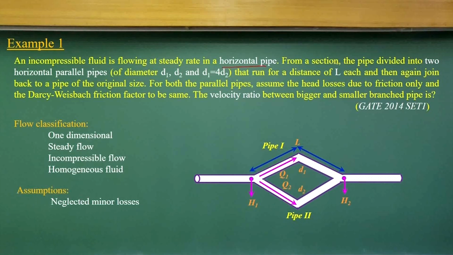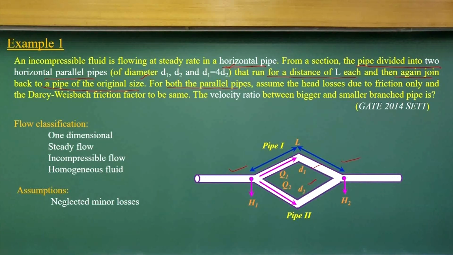From a section, the pipe is divided into two horizontal pipes of diameters D1 and D2. D1 is 4 times D2. They run for a distance L each, then again join back to a pipe of the original size. You just sketch the problems. Many times, please sketch the problems, then you can understand it.